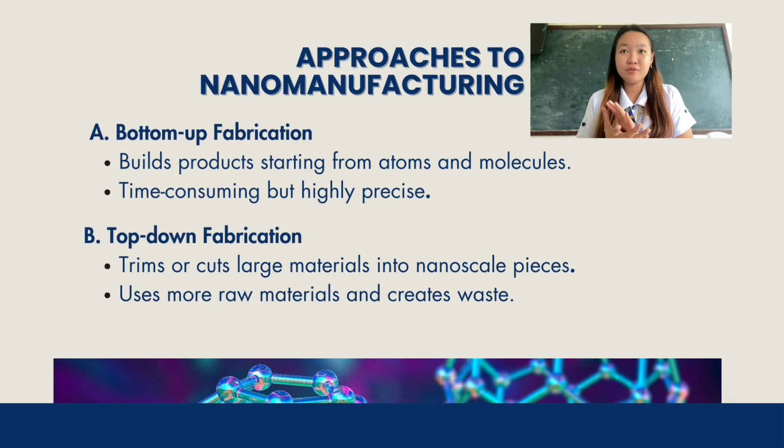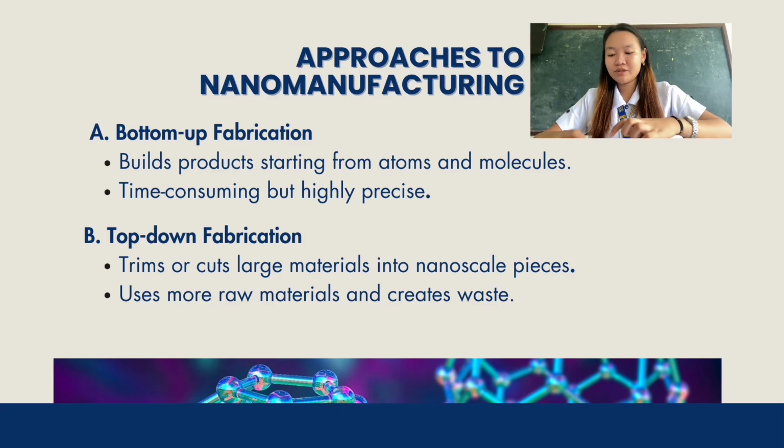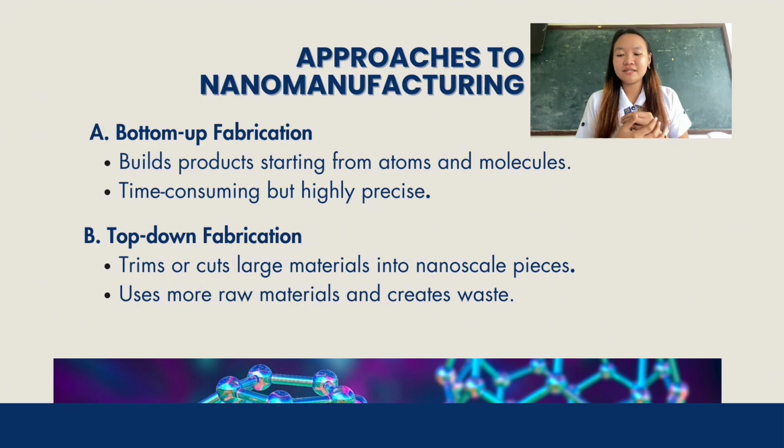Approaches to nano manufacturing. We have two approaches: bottom-up fabrication and top-down fabrication. Bottom-up fabrication builds products starting from atoms and molecules, time-consuming but highly precise. This means that this method constructs materials the same way nature does, beginning with very tiny units that join together to form larger structures.